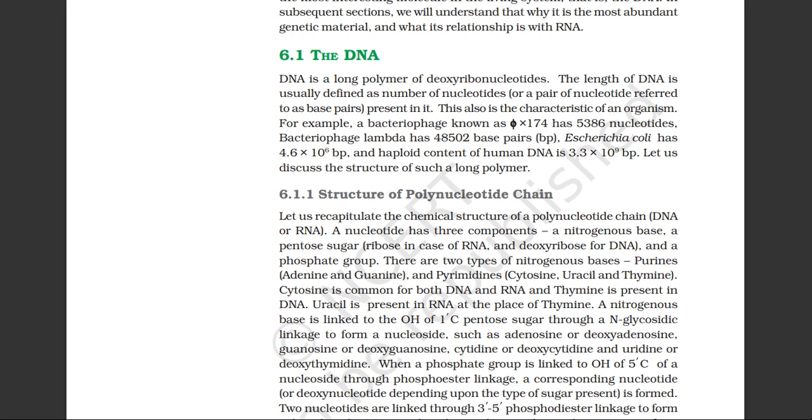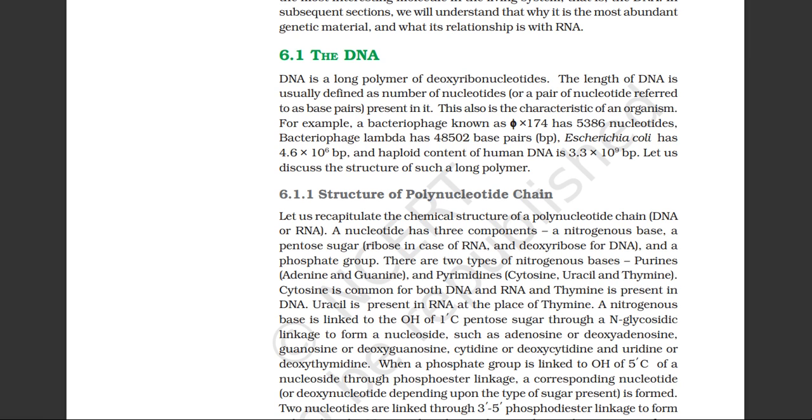6.1.1 Structure of polynucleotide chain. Let us recapitulate the chemical structure of a polynucleotide chain, DNA or RNA. A nucleotide has three components: a nitrogenous base, a pentose sugar, ribose in case of RNA, and deoxyribose for DNA, and a phosphate group. There are two types of nitrogenous bases: purines, adenine and guanine, and pyrimidines, cytosine, uracil and thymine. Cytosine is common for both DNA and RNA, and thymine is present in DNA. Uracil is present in RNA at the place of thymine.